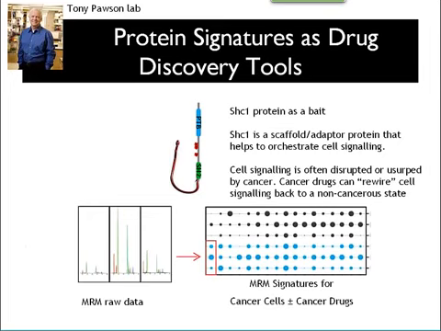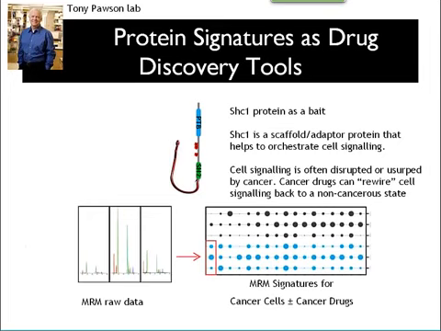So what we're going to do here is a molecular biology method similar to what you saw in the first talk with kinases, where we're going to haul down a protein. In this case, it's not a kinase. It's what's called a scaffold or adapter protein. And this particular one is called SHC1, and SHC1 is a very important protein in your body.